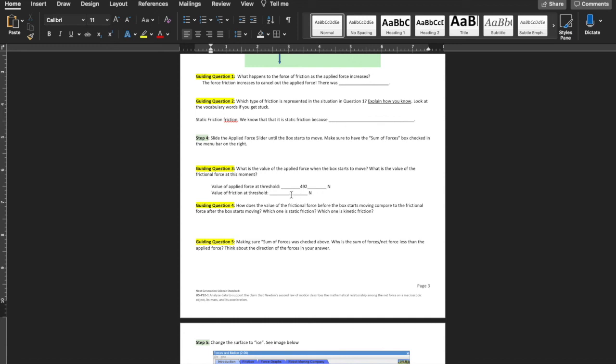And so what's going on there? Well, 492 newtons for question 3 is the value of friction at the threshold. This is our maximum static friction. So this is static friction, and when we start to move, we go to kinetic friction.